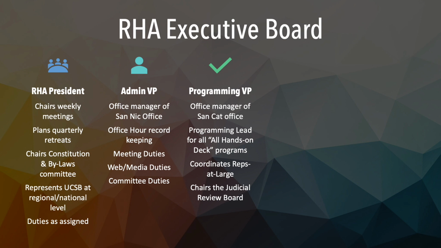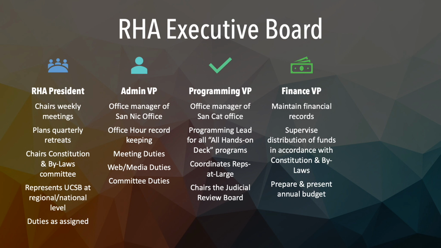The PVP is the programming lead for all of RHA's biggest events, including our Halloween Festival, All Hall Brawl, All Hall Ball, and the All Hall Talent Show. The PVP also coordinates the representatives at large in their programming efforts, and finally the PVP chairs the Judicial Review Board.